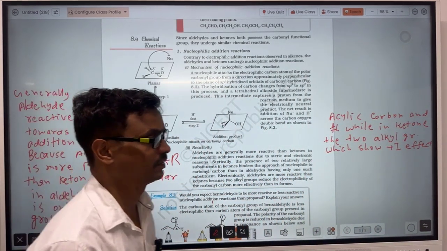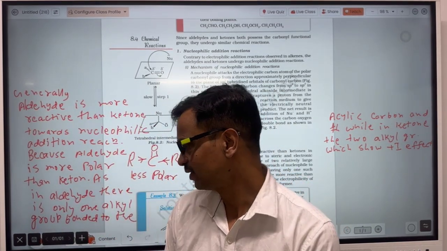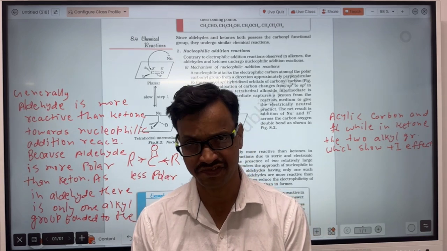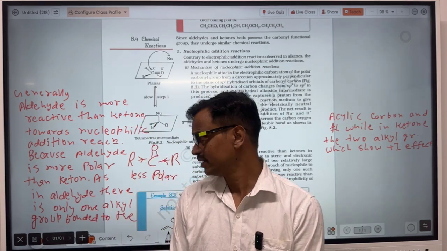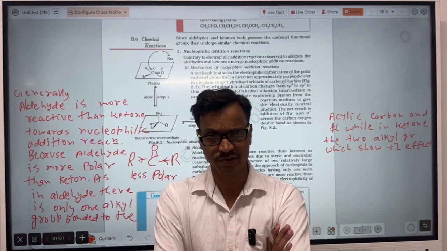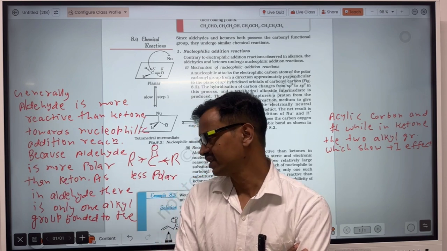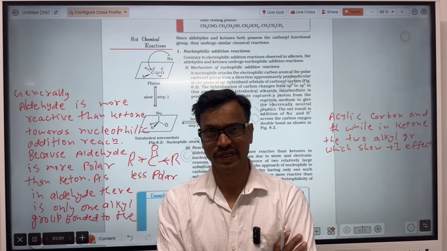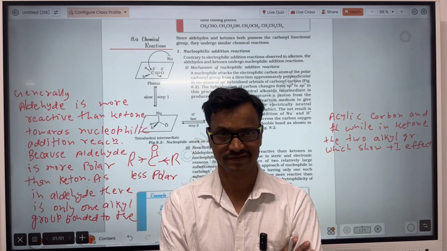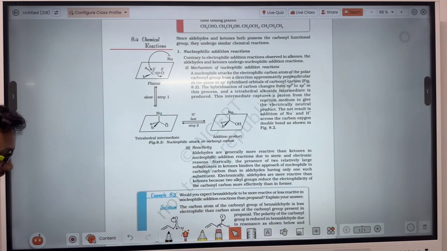That is about this one. In the 12th board examination, a question may be asked in the form of: give a reason why nucleophilic addition reaction in aldehyde is easier compared to that of ketone. So you will have to write that since in aldehyde there is only one alkyl group, by the plus I effect it will not decrease the magnitude of positive charge on the acyclic carbon atom as much as the two alkyl groups in ketone do. Hence aldehyde is more polar than ketone.